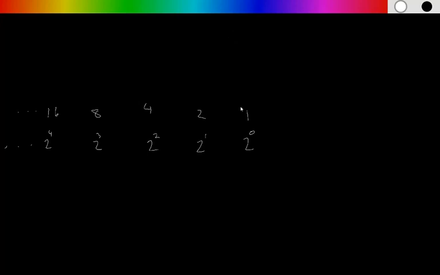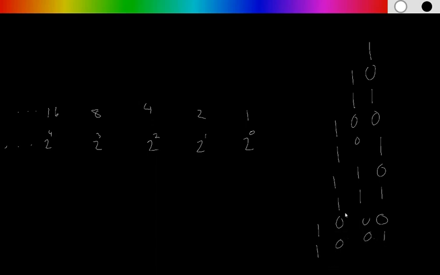So 1 would be 1, 2 would be 2, 3 would be 2 plus 1, 4 would be, I have to move that over, and so on: 4 plus 0 plus 0, 4 plus 0 plus 1, 4 plus 2 plus 0, 4 plus 2 plus 1, 8, 8 plus 0 plus 0 plus 1, and so on. And you can represent any number like this. It's just easier to make machines that handle it because there's only on and off, 1 and 0.